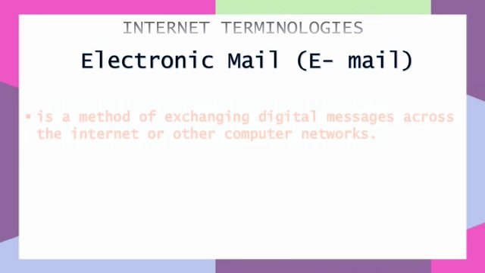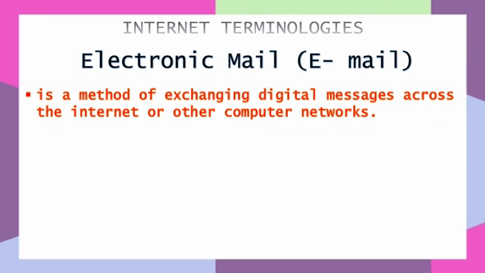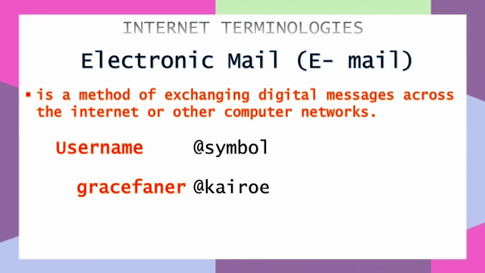Electronic mail. Electronic mail or email is a method of exchanging digital messages across the internet or other computer networks. These are the three parts of an email address. Username. Username might be a form of your name or your nickname. Symbol. A symbol that divides the username and the mail server.